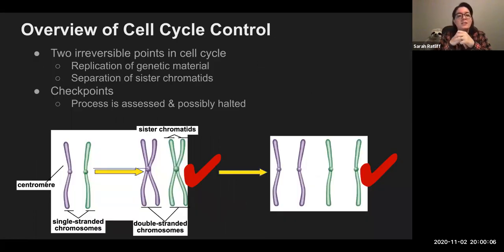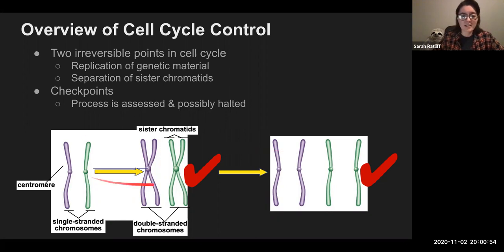There are different points in our cell cycle that help control what's happening throughout it. There are two irreversible points: the replication of genetic material and the separation of those sister chromatids. Remember, our chromosomes are made of sister chromatids, and when they are pulled apart, each becomes its own chromosome. Throughout this cell cycle, we have checkpoints. These checkpoints say either we're good to go, everything's in order, let's move on to the next step, or they're like, whoa, hang on, something's wrong here. We gotta go back, double check, and make sure we're on the right track.